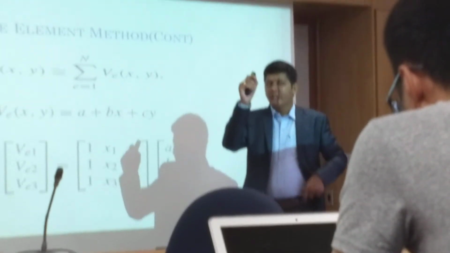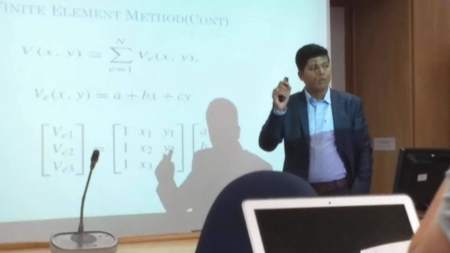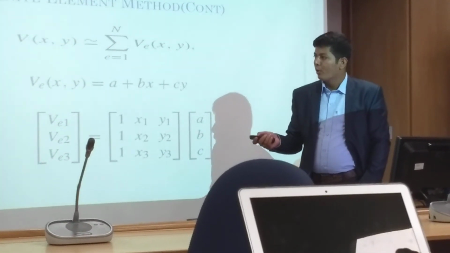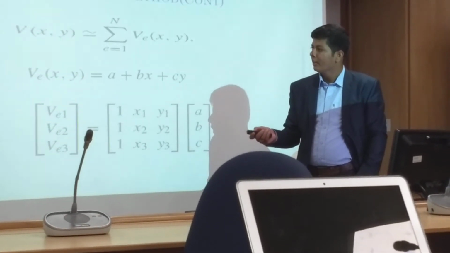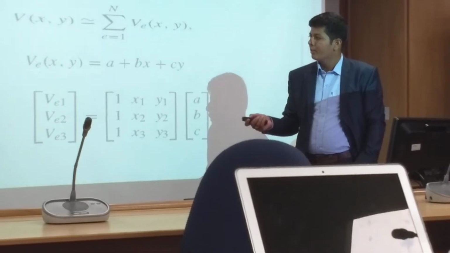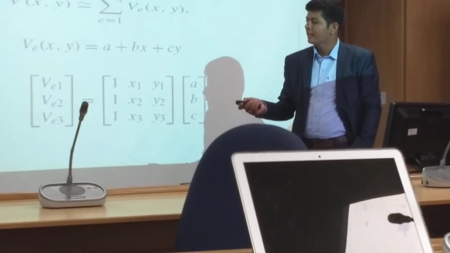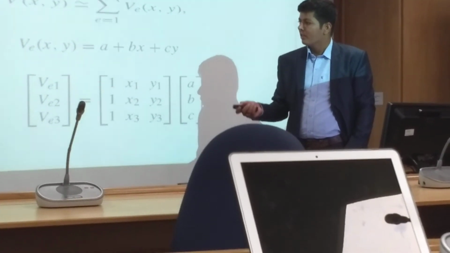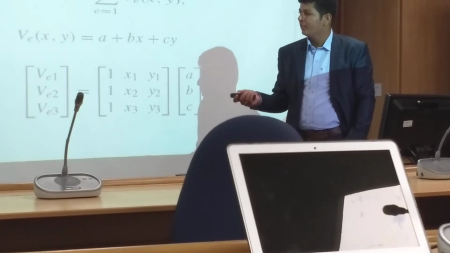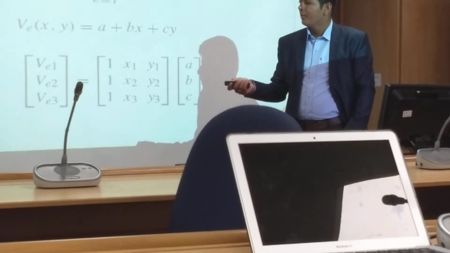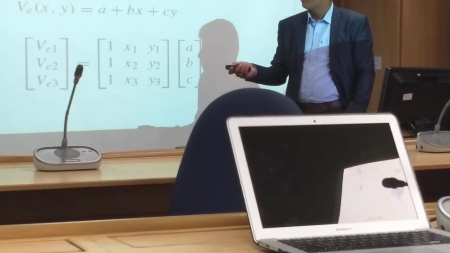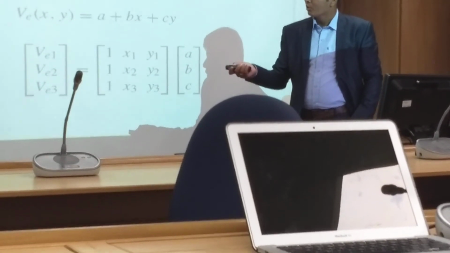Suppose I have a geometry of 3 nodes, V1, V2, V3. Based on this polynomial equation, suppose V1 is equal to A plus Bx1 plus Cy1, V2 is equal to A plus Bx2 plus Cy2, V3 is equal to A plus Bx3 plus Cy3. So this is the transformation matrix for this. So I will take this.